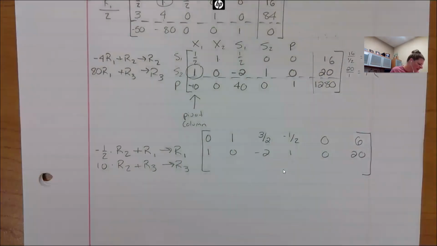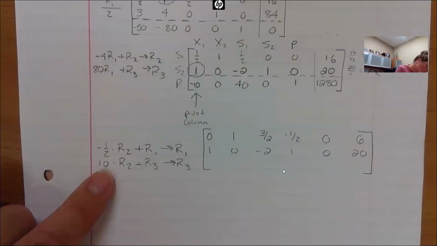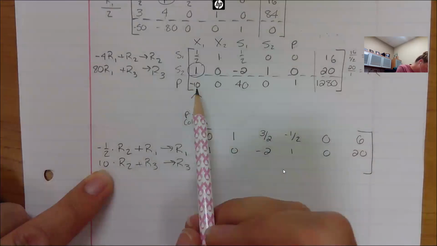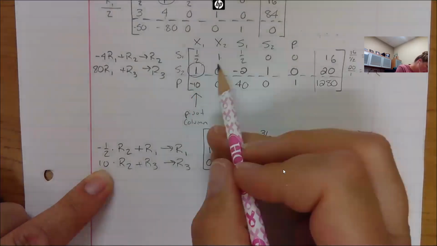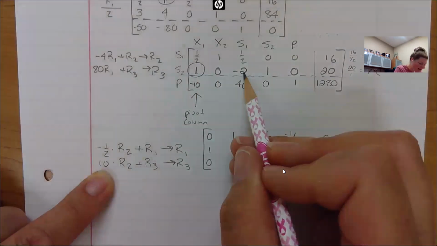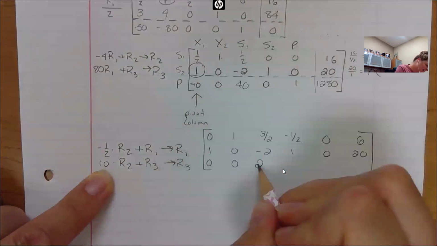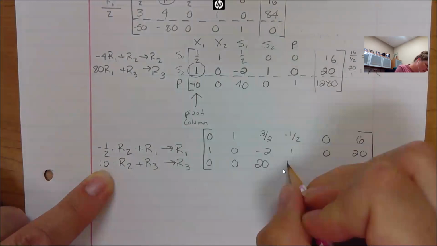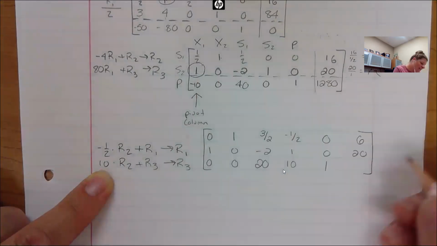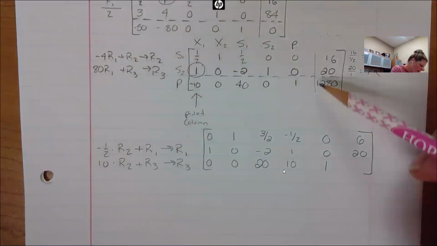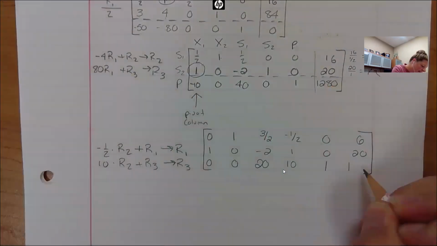All right, bottom row, 10 times row 2. 10 times 1 is 10, plus this one is 0. 10 times 0 plus 0 is 0. 10 times negative 2 is negative 20, plus the 40 is 20. 10 times 1 is 10, plus 0 is 10. 10 times 0 is 0, plus 1 is 1. 10 times 20 is 200. 200 plus 1,280 is 1,480.